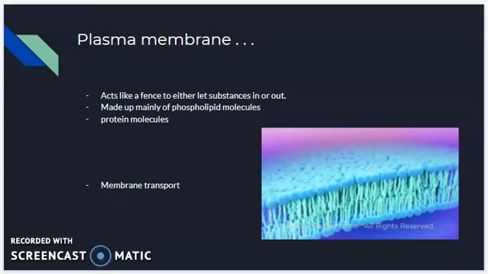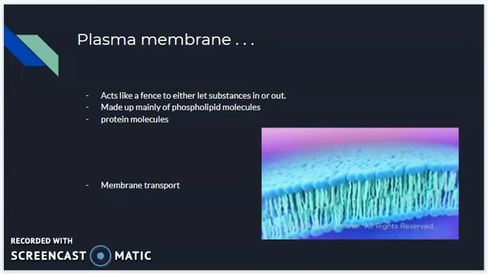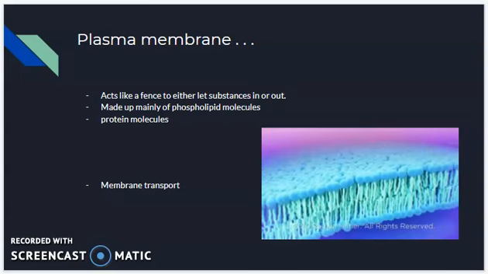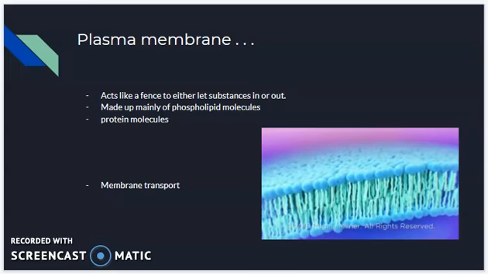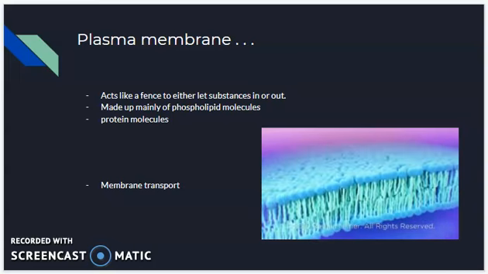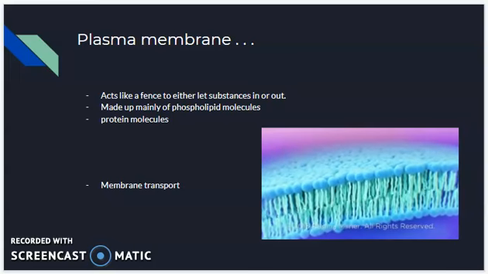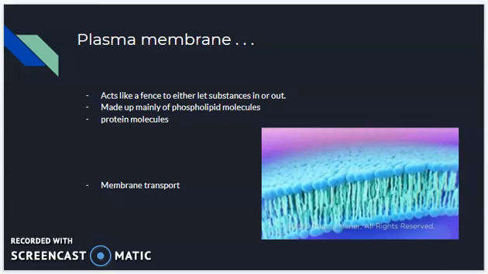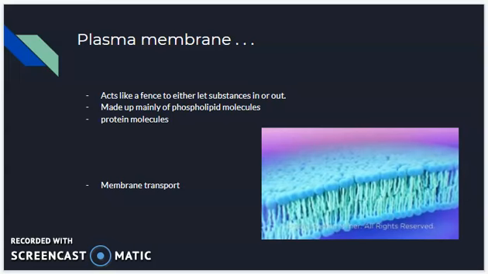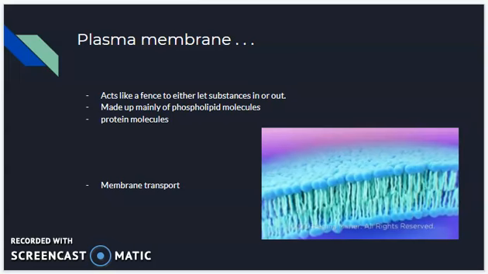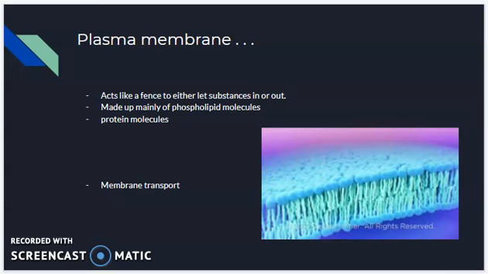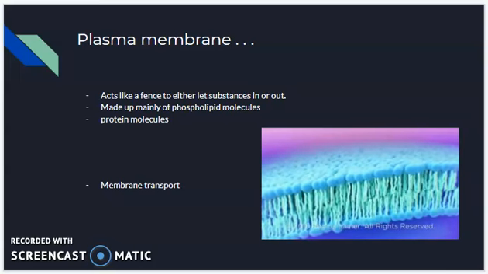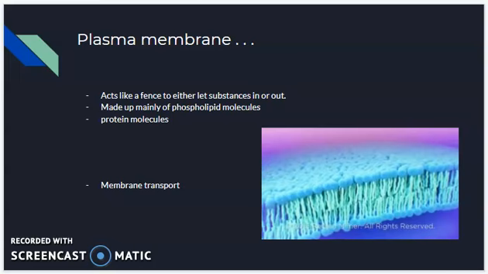Plasma membrane. Cells have a plasma membrane that acts like a fence, and this plasma membrane is what regulates what moves into and out of the cell. The membrane is made up of mainly phospholipid molecules and has protein molecules scattered throughout its structure. Substances move in and out of the cell through several different processes called membrane transport. In the next slide, we will see what's included in the two main types of transports.